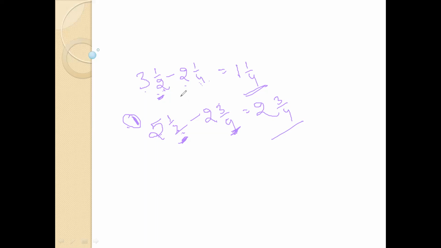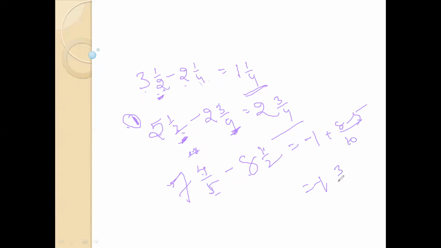Suppose the subtraction is in some other form. How can we do it? Now 7 4/5 minus 8 1/2. How can we do this? 4/5 is 0.8, so this value is more than 1/2. No problem at all. 7 minus 8 is minus 1. Here we take the LCM, which is 10. 5 divided into 10 is 2, 2 times 4 is 8. 2 divided into 10 is 5, 5 times 1 is 5. So the answer is minus 1 3/10. This is the value.